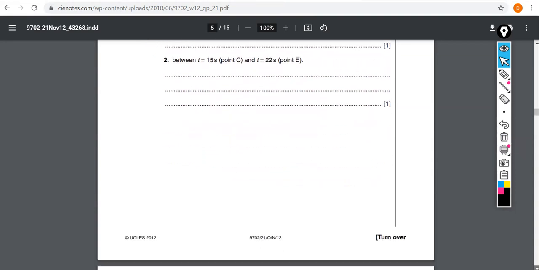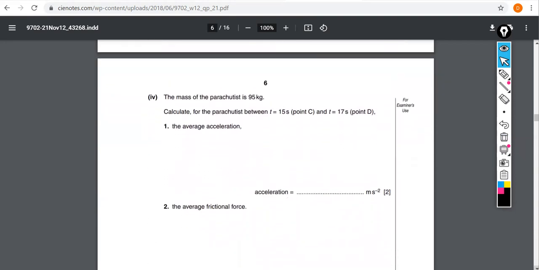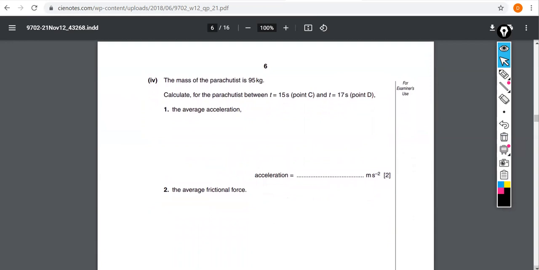That surely has to be the end of this. Oh no, there's more. The mass of the parachutist is 95 kilograms. Calculate for the parachutist between t equals 15 seconds, point C, and t equals 17 seconds, point D, the average acceleration.